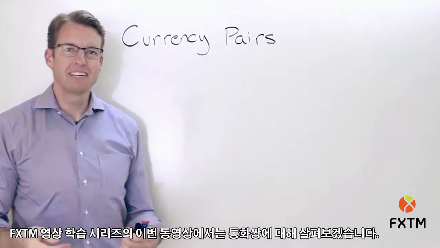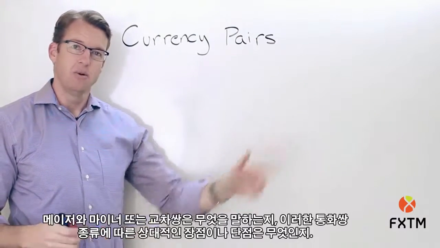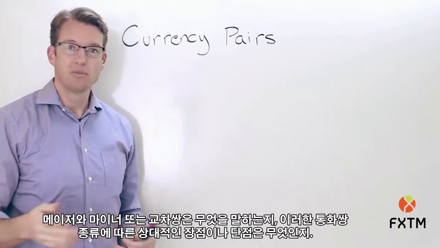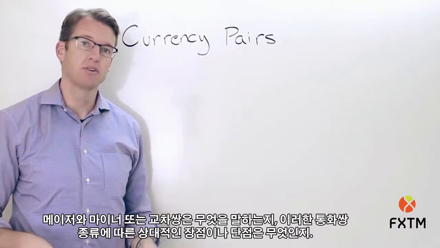In this episode in the FXTM educational series, we're going to be taking a look at currency pairs. What constitutes a major versus a minor or a cross pair, and what are the relative advantages or potential disadvantages between those different kinds of currency pairs?